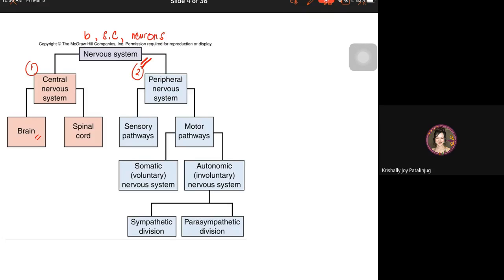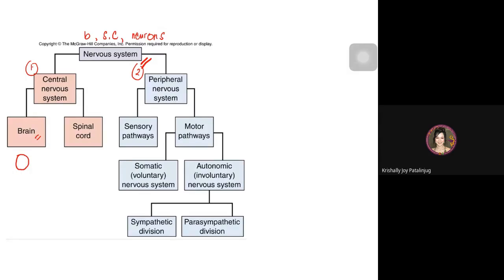Again, the central nervous system. Given this skeletal illustration, the CNS consists of the brain and the spinal cord. This would be the usual skeletal representation or skeletal illustration of the CNS, which comprises the brain and the spinal cord. Next, the other anatomical division of the nervous system is the peripheral nervous system.